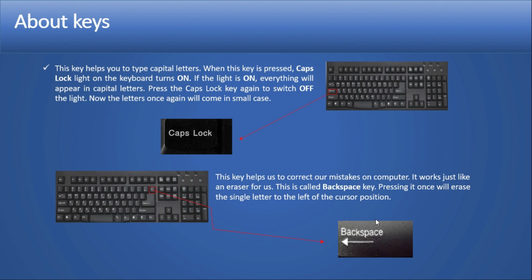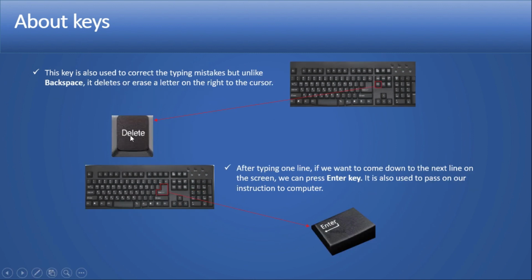So children, we use the backspace key to correct our mistakes on the computer. Whenever we are typing some text on the computer, if we make any mistakes, we use the backspace key to erase that particular mistake. The backspace key works just like an eraser. By pressing the backspace key once, it will erase only a single letter to the left of the cursor position.